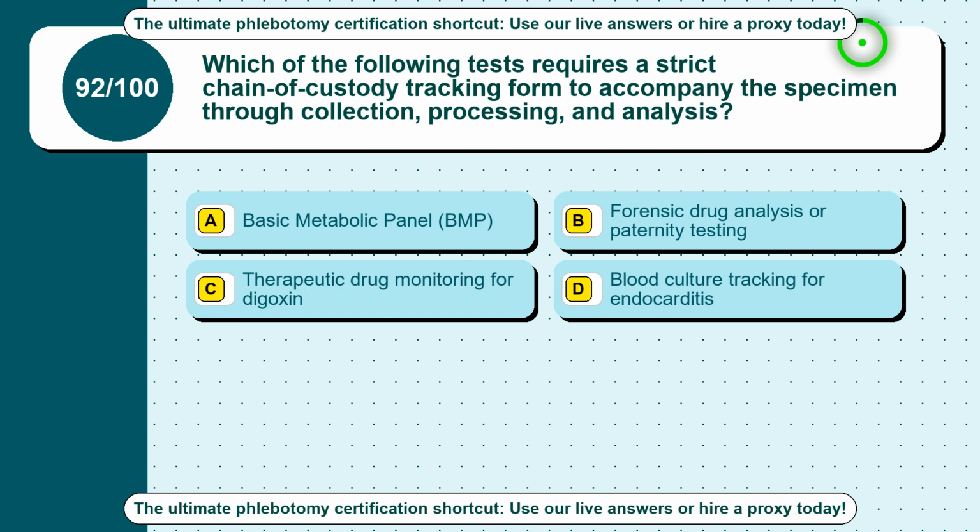Question 92. Which of the following tests requires a strict chain of custody tracking form to accompany the specimen through collection, processing, and analysis? Option A.